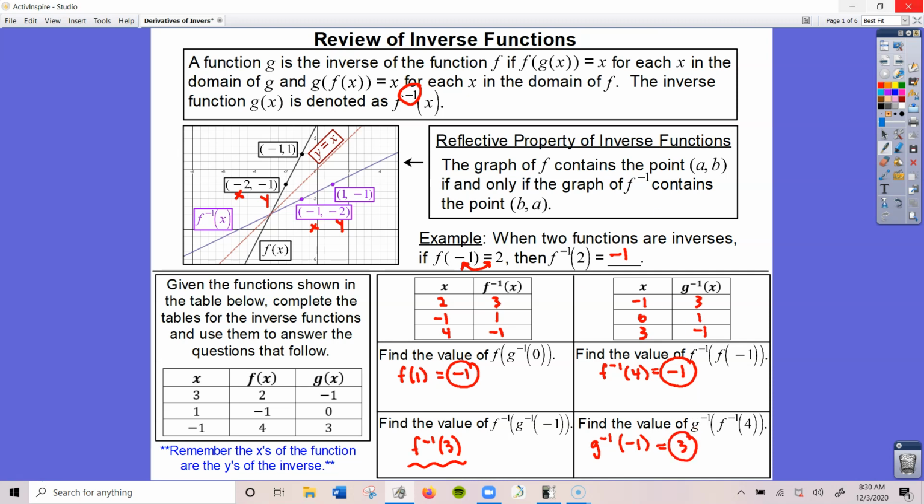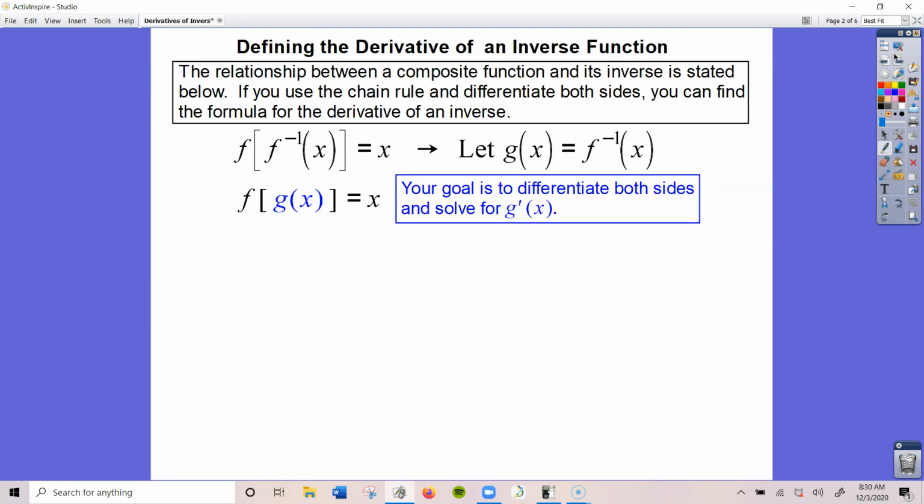Now, how do we find the derivative of these inverse values? Remember what I said earlier, that f of f inverse of x is equal to x. The composition of f and its inverse will always equal x. In order to make the notation a little less confusing, I replaced f inverse with g of x. Now the whole point here is to find the derivative of the inverse, which would mean to find g prime of x. So what I'm going to have to do here is differentiate both sides so that I could then isolate g prime. This right here would be considered chain rule.